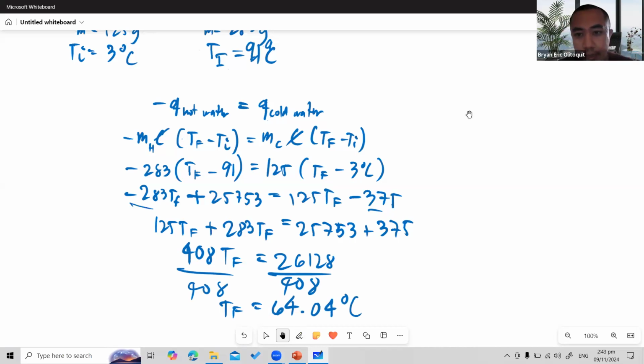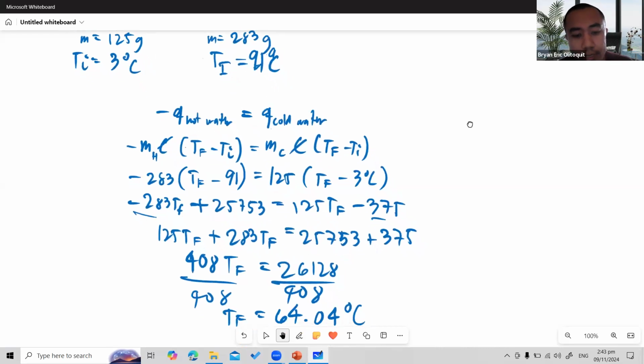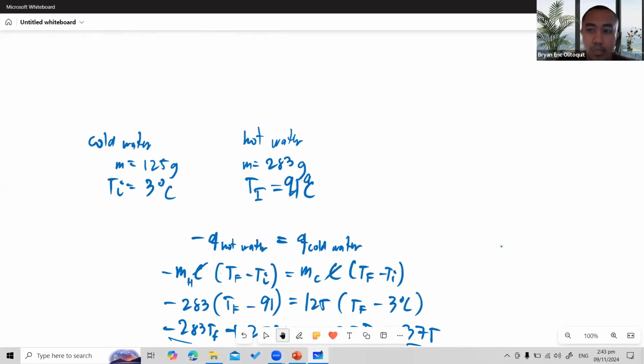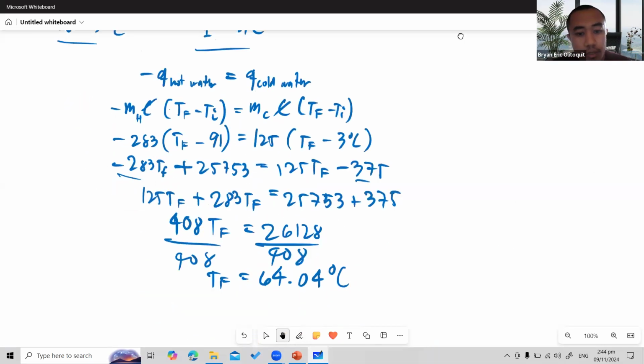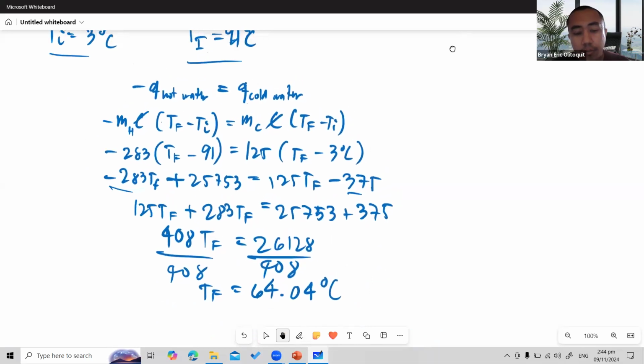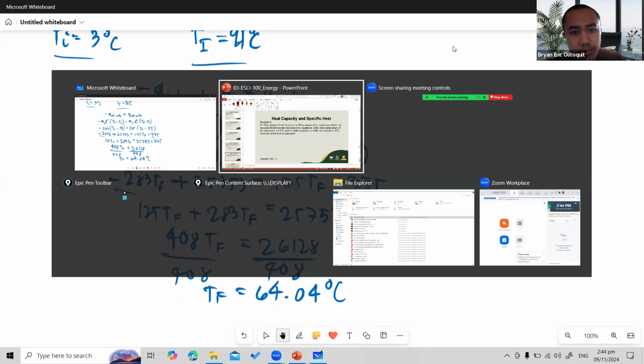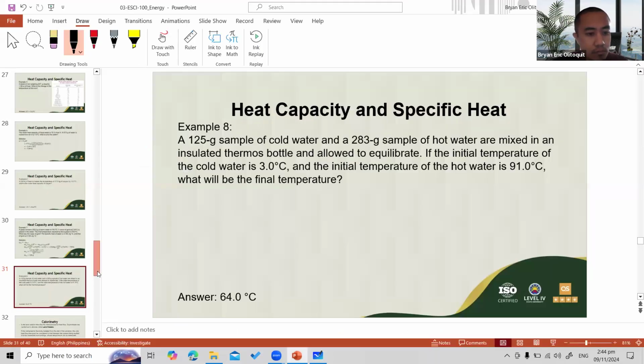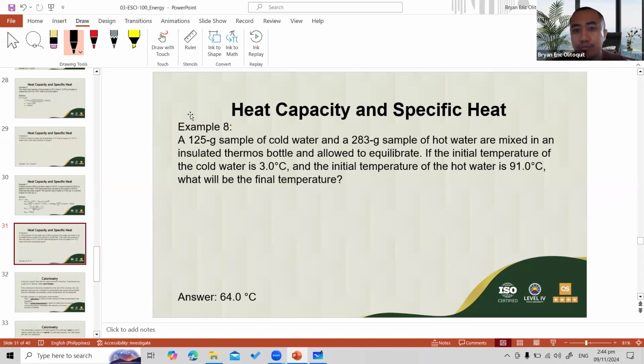Okay, so verify natin. Tingnan natin kung realistic naman yung 64. So the initial temperature of the cold water is 3, the hot water is 91. So dapat ang makuha natin na value is in between these two extremes. Kasi ma-equilibrate silang dalawa. Ma-match sila. Sa hot water, mababa; sa cold water, mataas. So dapat magmi-meet sila somewhere around the middle. 64.0. Okay, so okay na siguro yan. Stop ko muna to before we go to calorimetry.